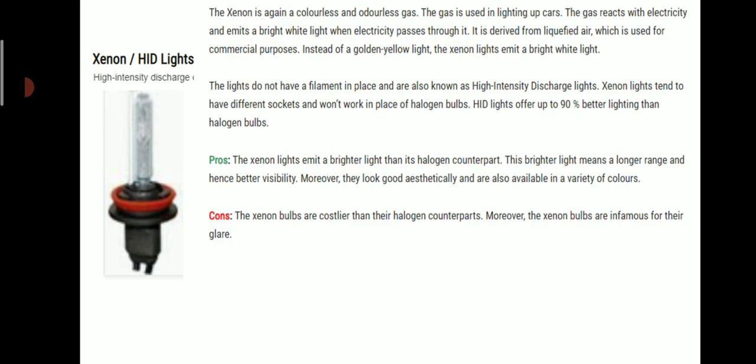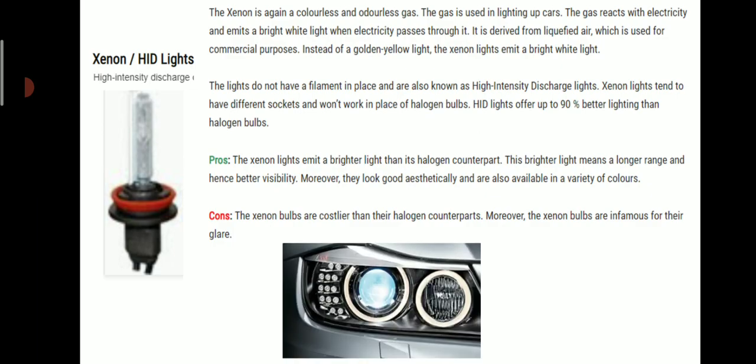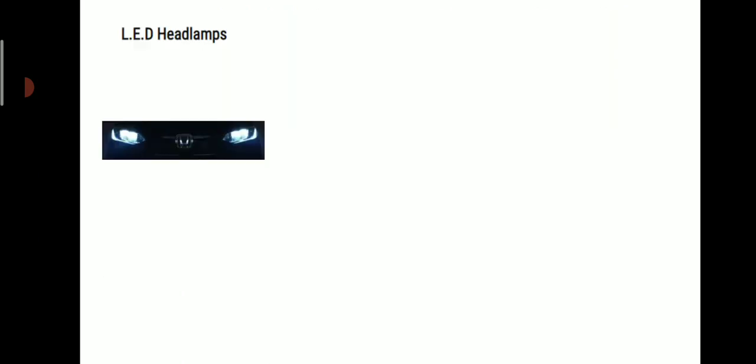What are the pros and cons? The xenon lights emit a brighter light than their halogen counterpart. This brighter light means a longer range and hence better visibility. Moreover, they look good aesthetically and are also available in a variety of colors. The xenon bulbs are costlier than their halogen counterparts. Moreover, the xenon bulbs are infamous for their glare. So, this is the structure of the HID high intensity xenon light.